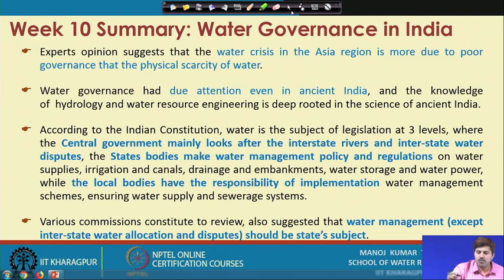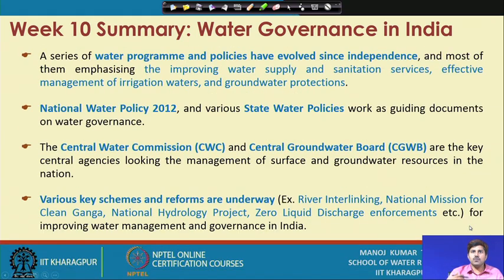Many of them were of the opinion that whatever is mentioned in the constitution is probably the best way to manage the water, or the best way to distribute the authorities to manage the water.